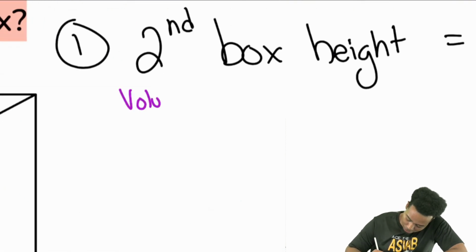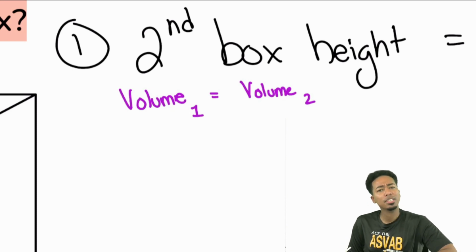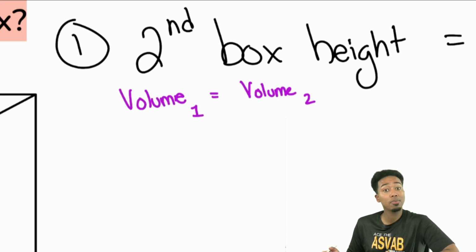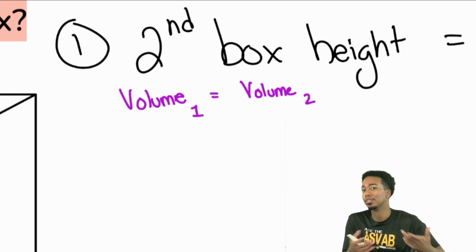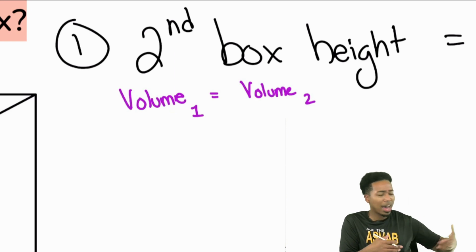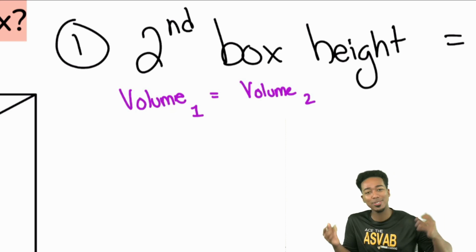So the volume of box 1 equals the volume of box 2. And everybody, is it true that the volume of box 1 is going to be the length times the width times the height of box 1? And the volume of box 2 is going to be the length, the width, and the height all multiplied of box 2? Is that true? Cool. Yeah, as long as we know these truths, then we're good. We're absolutely good. Watch this.